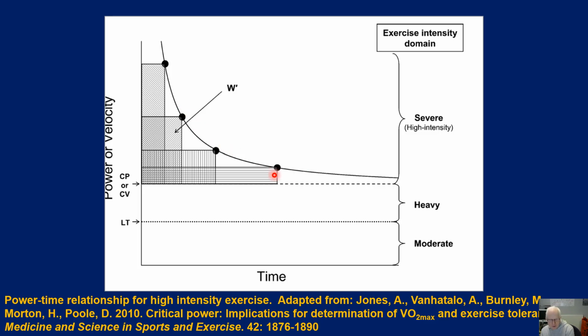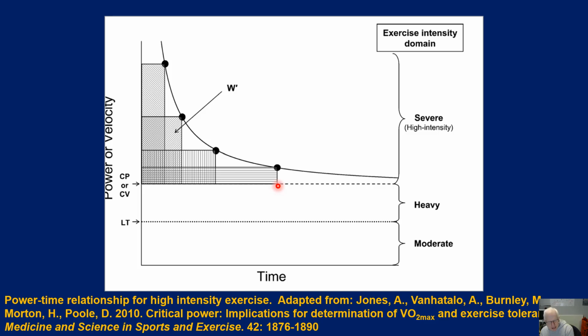Because remember, you're trying to identify that boundary. You're trying to identify the boundary, and you're trying to identify an asymptote. So there's no point doing exercise in the heavy or moderate domains because you don't get to exhaustion, you only get fatigued. What you then have is this area that exists. So here's the critical power, so this is its asymptote. These areas represent the W prime, that tank.